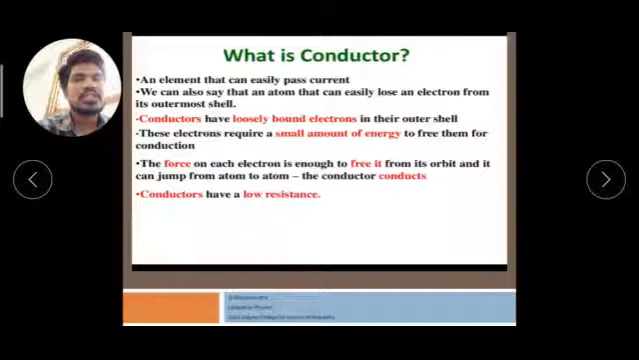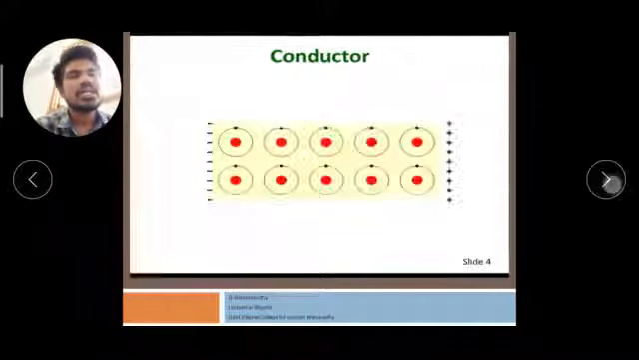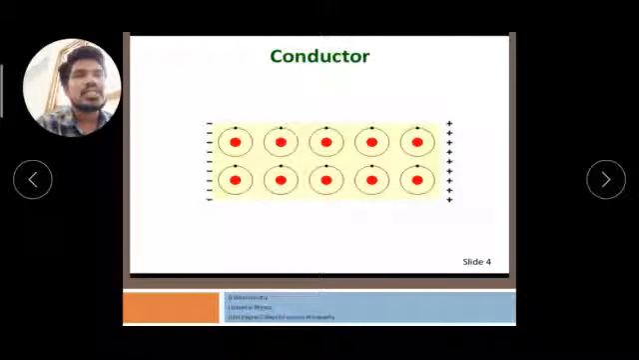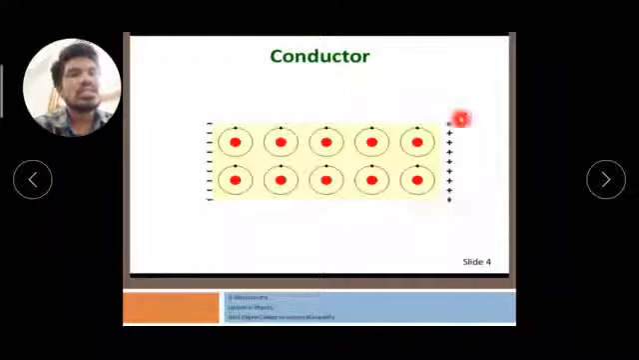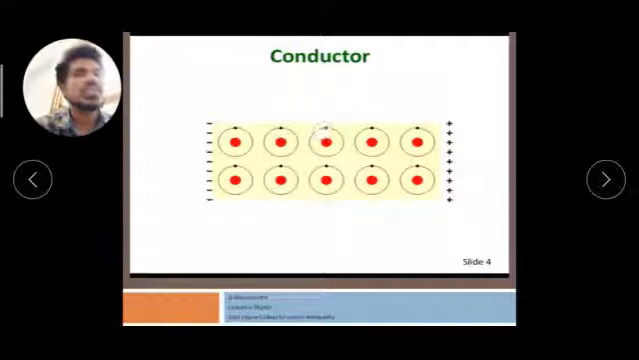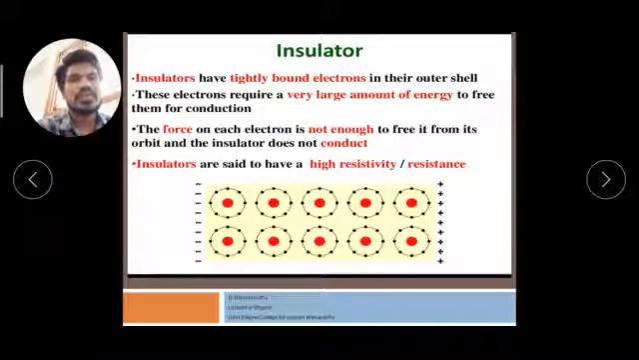So conductors have low resistance. We know that resistance is inversely proportional to current conduction. When the resistance is high, the current conduction is low, and when the resistance is low, the current conduction is high. You see this is about the conductor structure. The figure shows the internal structure of the conductor. And next we are going to insulators.